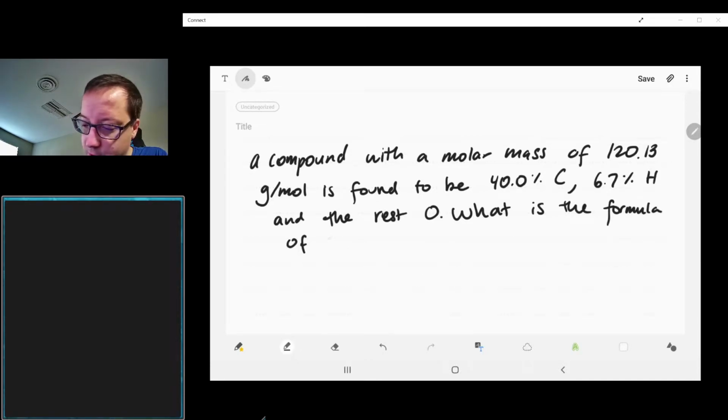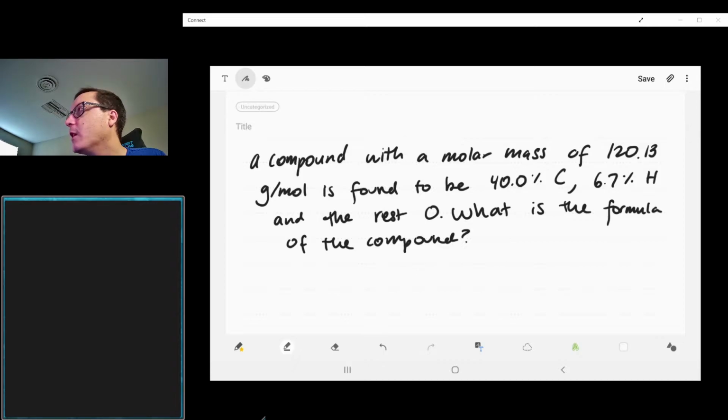I'm just writing a question here for you guys that we can put into perspective with some of the stuff that we've learned yesterday. Let's say we have a compound that's found to have a molar mass of about 120 grams per mole. It's also found to be 40% carbon, 6.7% hydrogen, and the rest oxygen. We're going to look at how we can figure out what the formula of the compound is based on this information.